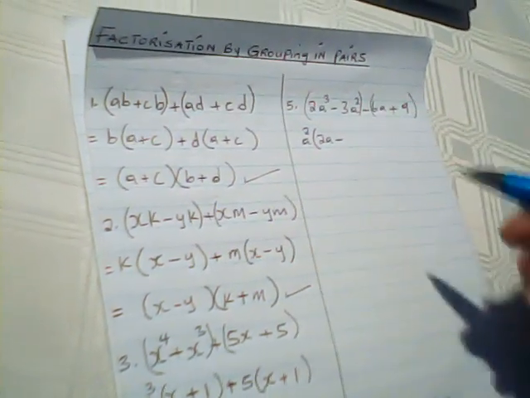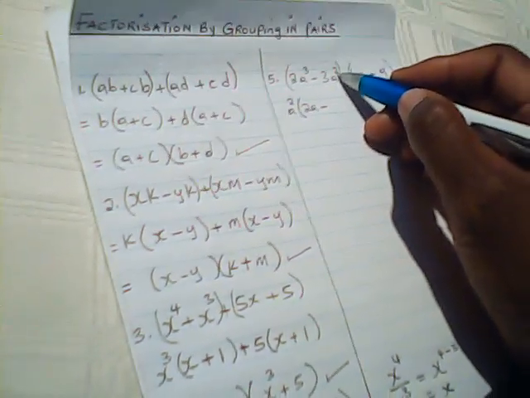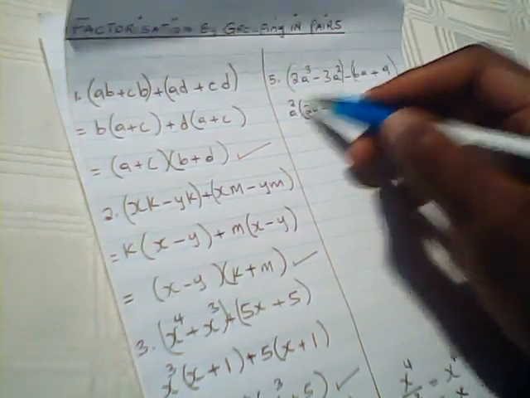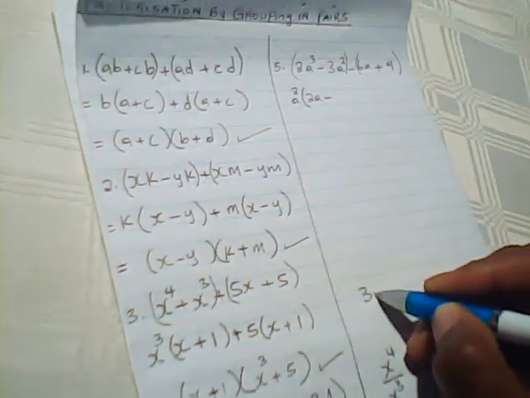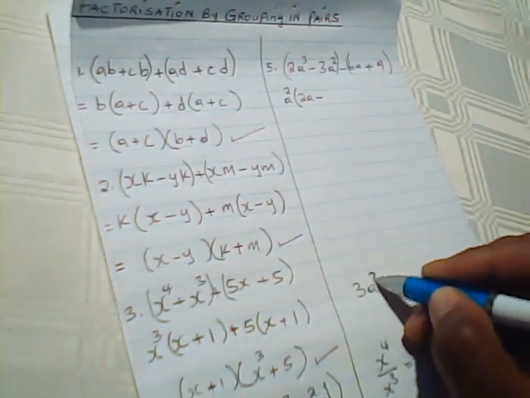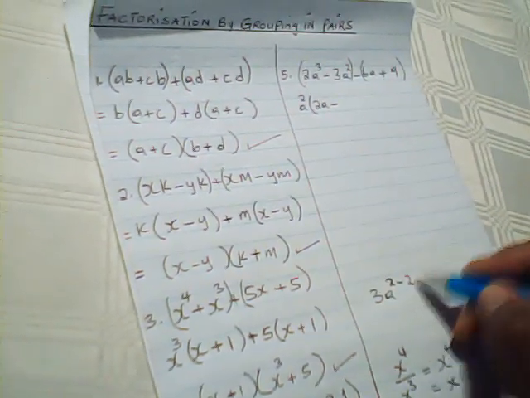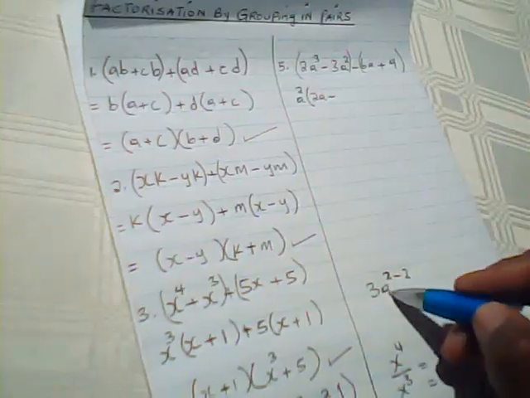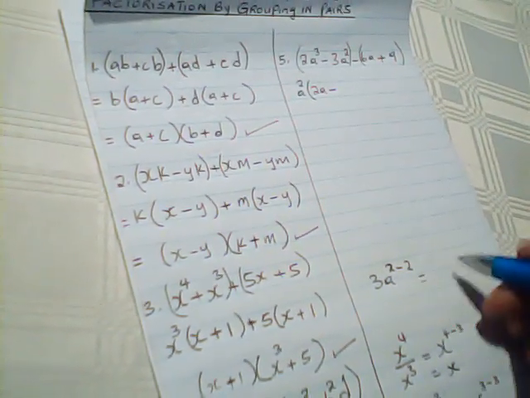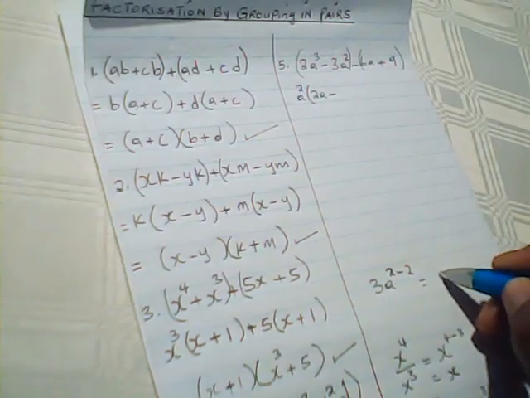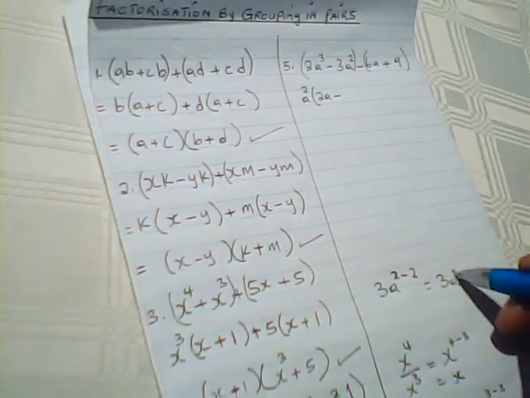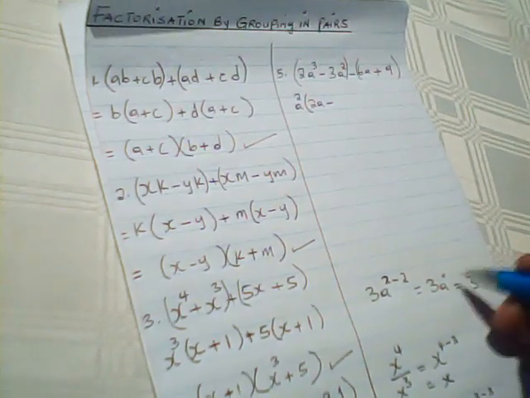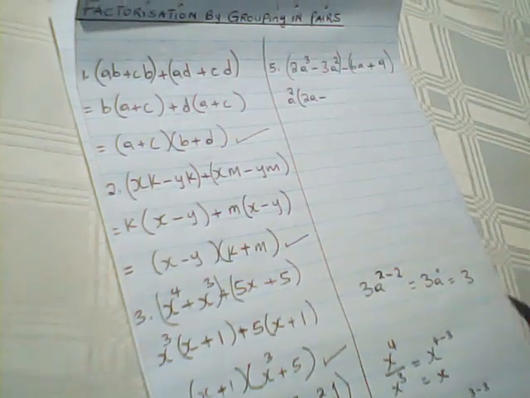minus, same here, this 2 minus that one. We're going to get, or let me write it here, 3a squared divided by a squared, minus 2, because the bases are the same. You just take one base and subtract the exponents, and then you are left with 3a raised to 0, which is 3, because any number raised to 0 is 1. Then 1 by 3, the answer is 3.